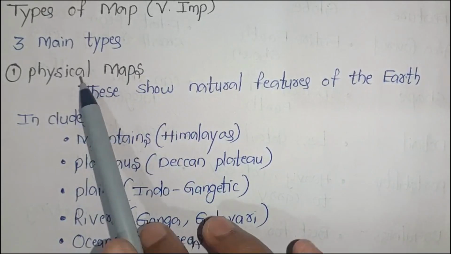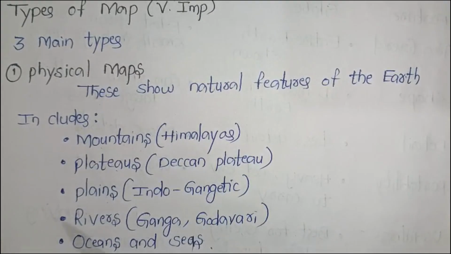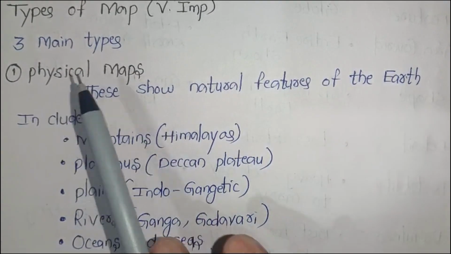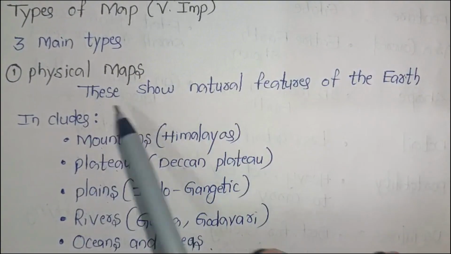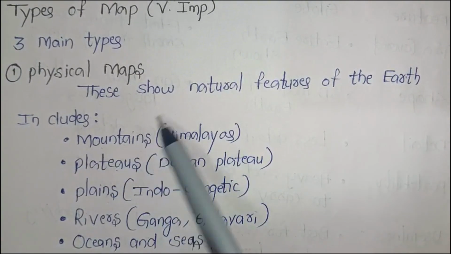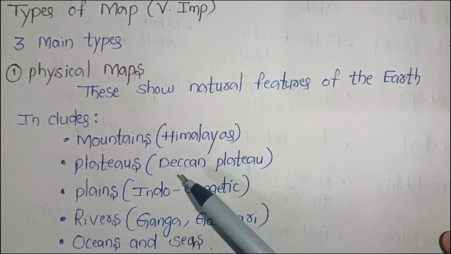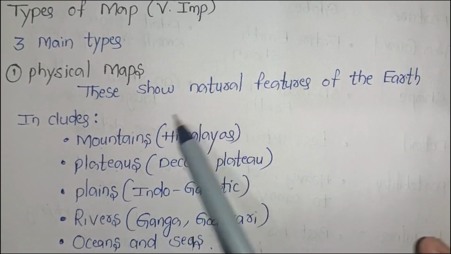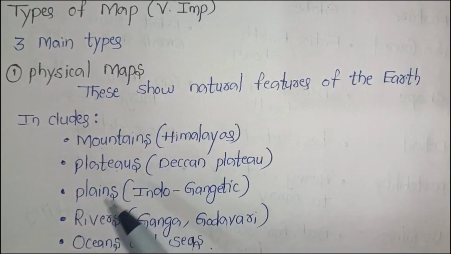These physical maps show the natural features of the earth. I hope you understood. Simply keep in mind, physical maps show the natural features of the earth, which include mountains like the Himalayas, plateaus, plains, rivers, oceans, seas, etc. If you want to know where the Himalayas are, we can go to the physical map and identify the Himalayas here.